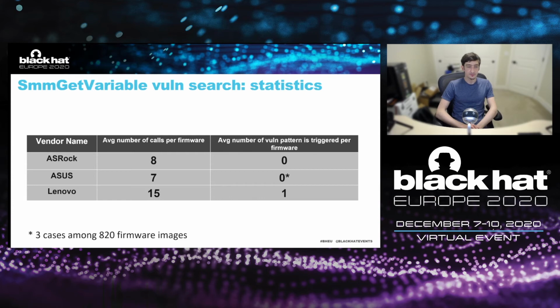For example, it's, I think, literally 0 cases for SROC, and for Asus it's something like 3 cases per 800 firmware. So it's going to be a few, 0.03, I think, something like that. I fully know its average number is about one vulnerability pattern per firmware.